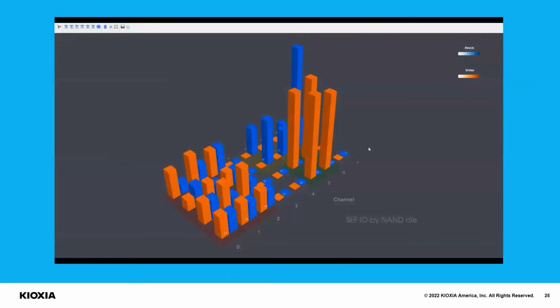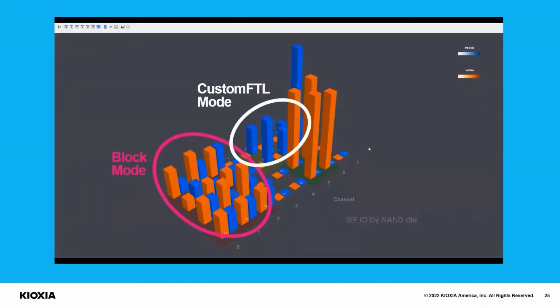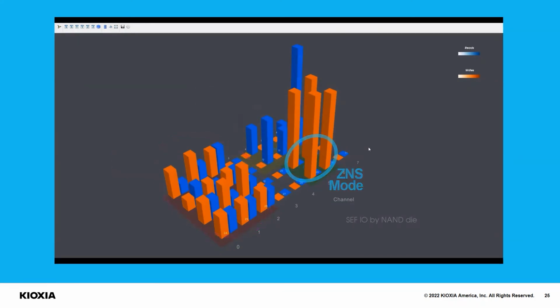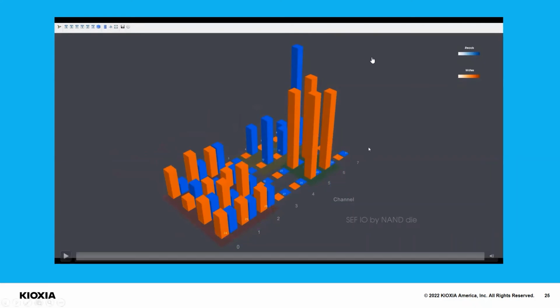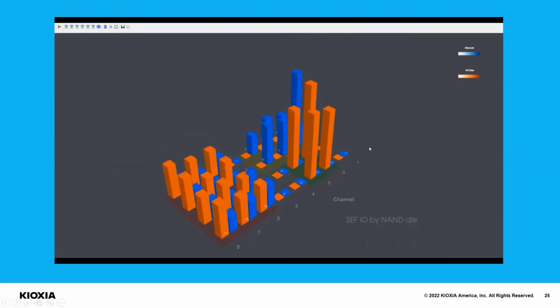Now, this is a heat map of the actual running of the things. We have our block mode region. We have our customized FTL optimized for read performance. We have our customized zone namespace mode optimized for write performance. And you can see how, A, things are isolated, and B, the different protocols are all running in parallel.